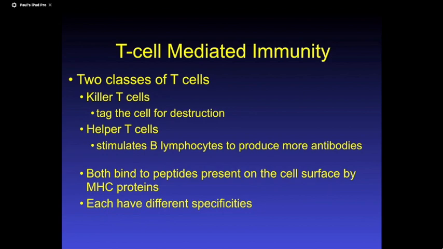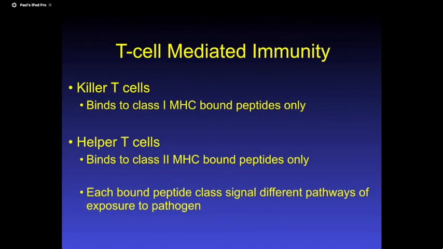All right, what in the world? Okay. Killer T cells bind to the class 1 MHCs, and helper T cells bind to class 2 MHCs. So that's important. Killer 1, helper 2. Got to know that. They will produce a totally different biochemical pathway.